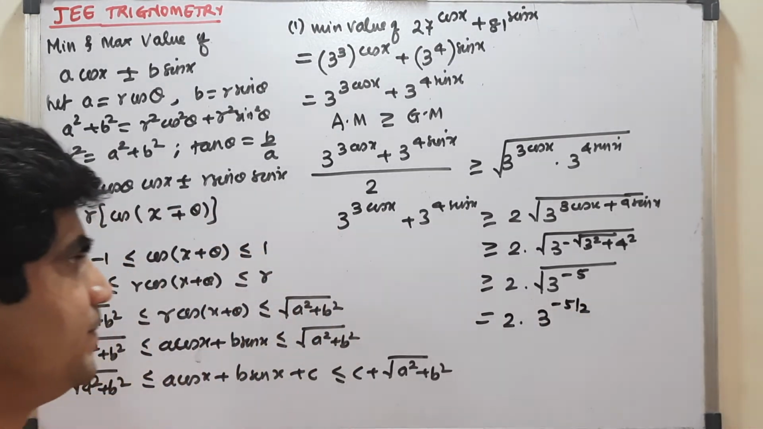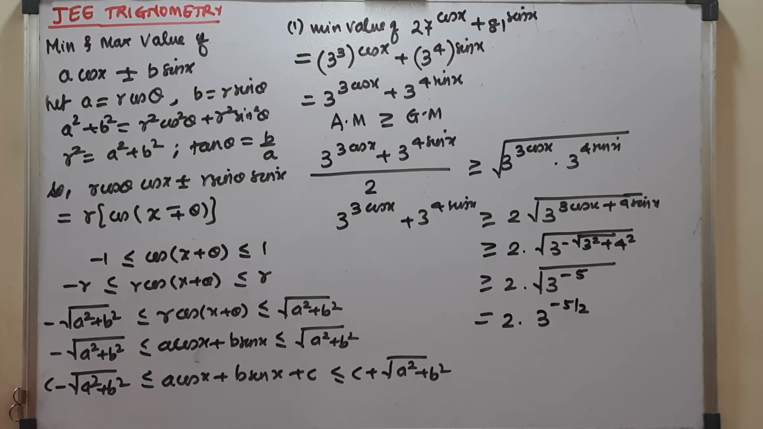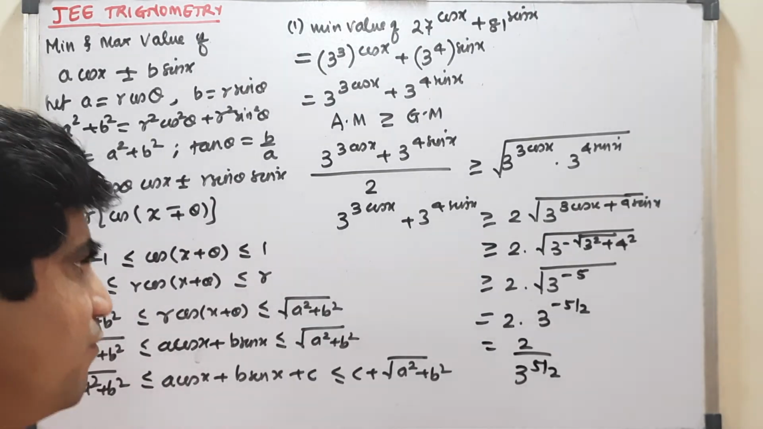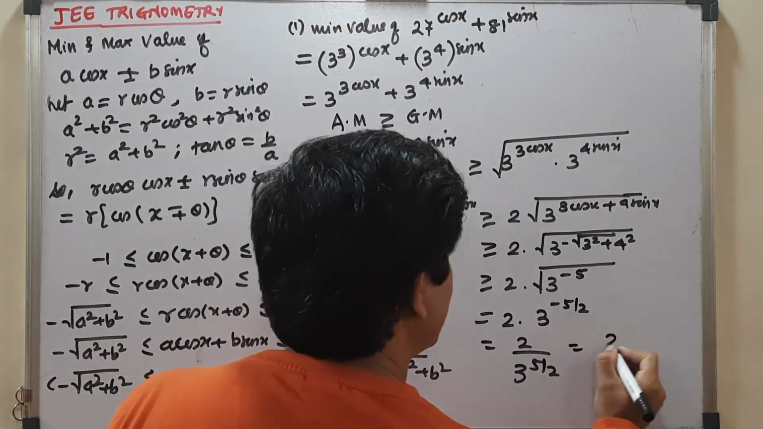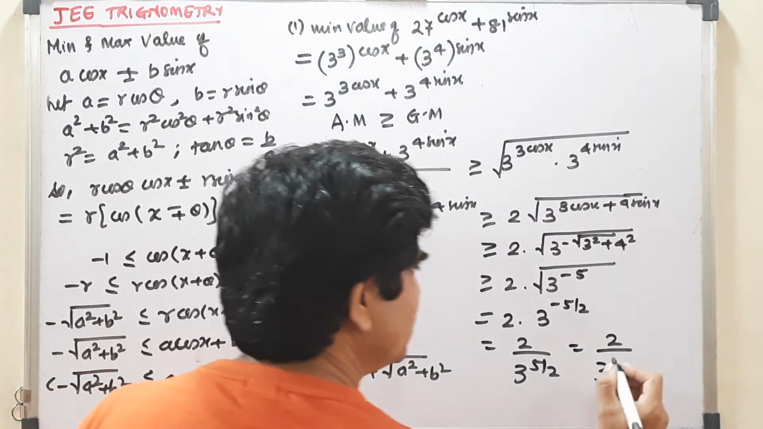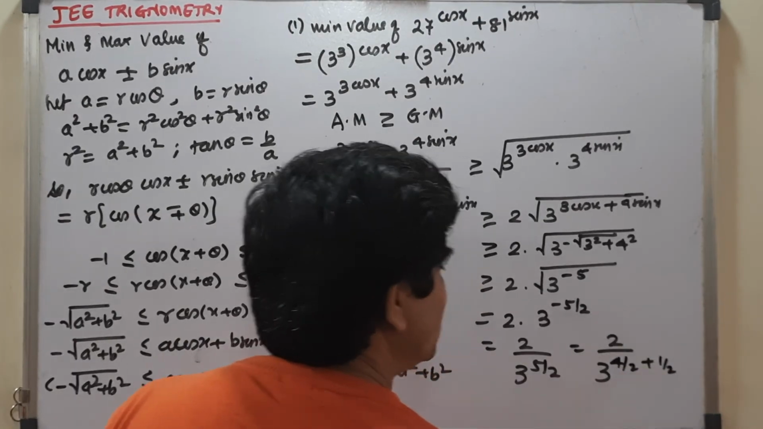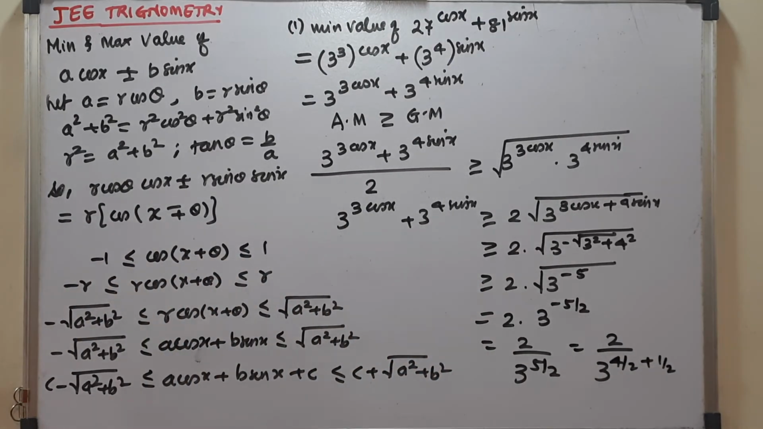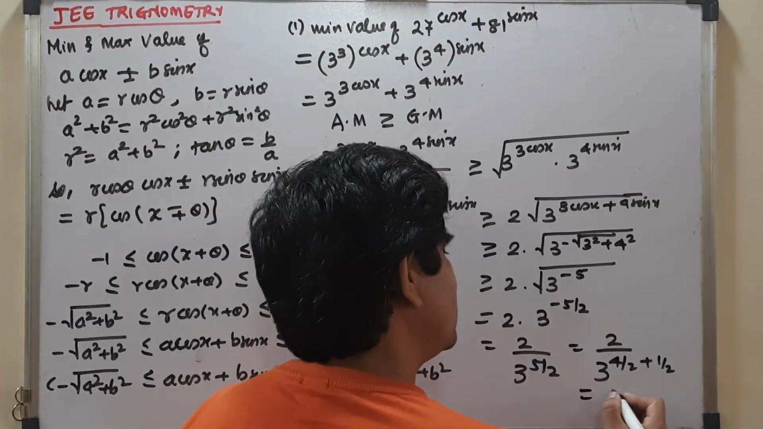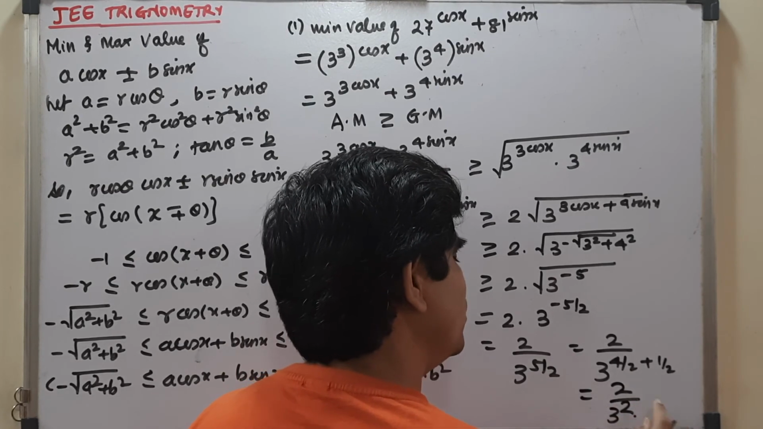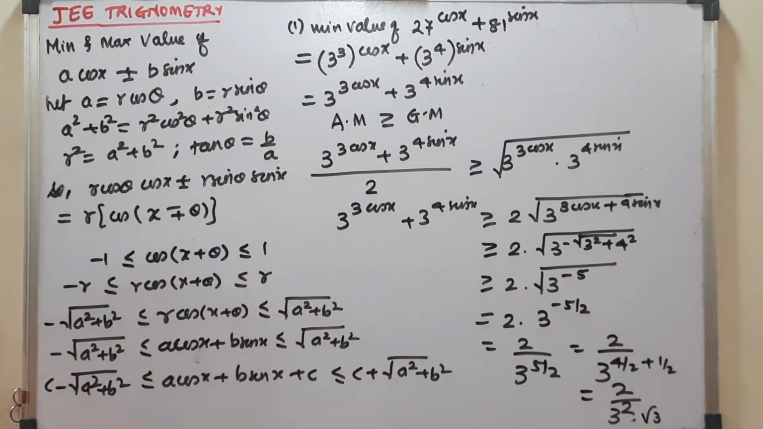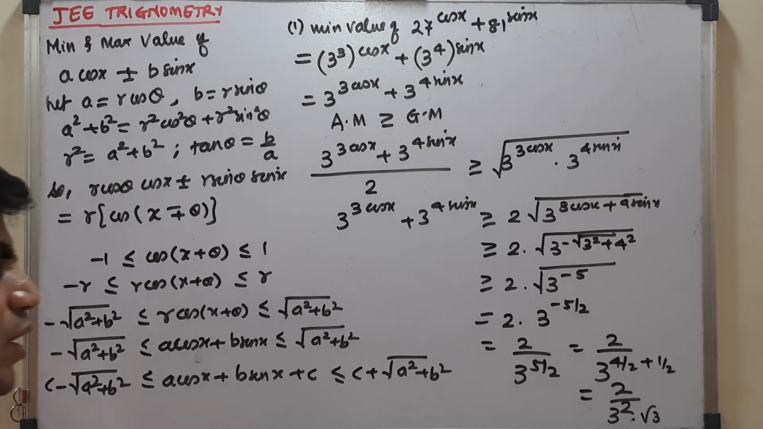This is better to write. Okay, 3 raised to minus 5 by 2. So it is nothing but 2 upon 3 raised to 5 by 2. If you want to get it converted further, it will become 2 upon 3 raised to 4 by 2 plus 1 by 2. 4 by 2 means obviously it is 2. That is, this will become your 2 upon 3 square into root 3. Okay, 3 raised to half is root 3. So it is 2 upon 9 root 3.